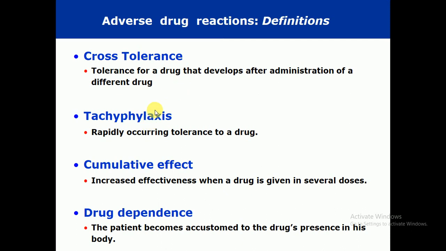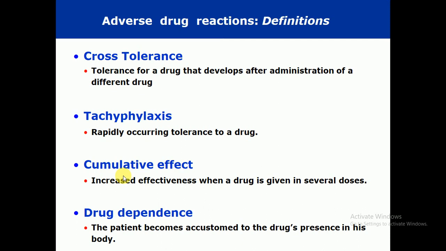Now what is cross tolerance? Cross tolerance can be defined as tolerance for a drug that develops after administration of a different drug. The next one is tachyphylaxis. Tachyphylaxis is rapidly occurring tolerance to a drug.